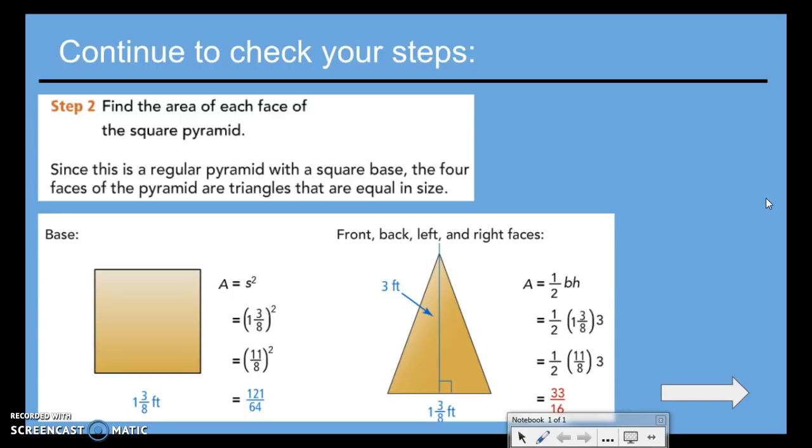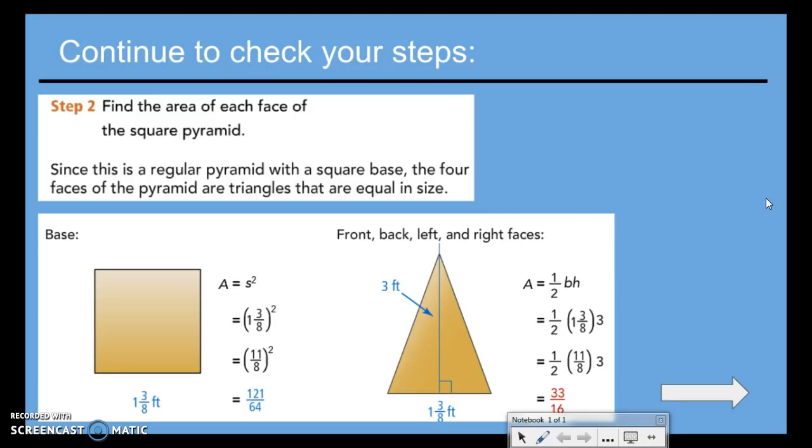Now you have to remember the formula for finding the area of a square. Well, we know that area equals side squared. That s stands for the side. So our side length is 1 3/8. What are the other side lengths going to be? Guess what? 1 3/8, because it's a square. Okay? So we're going to be doing 1 3/8 turned into an improper fraction, which gives you 11/8 times 11/8, which gives you 121/64.